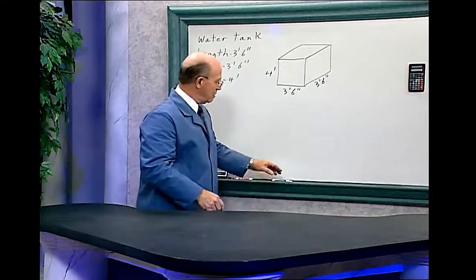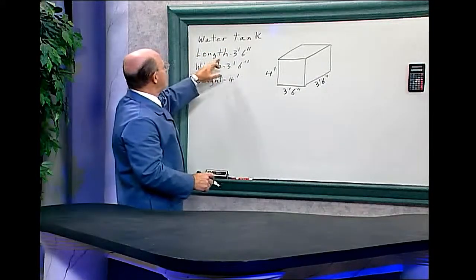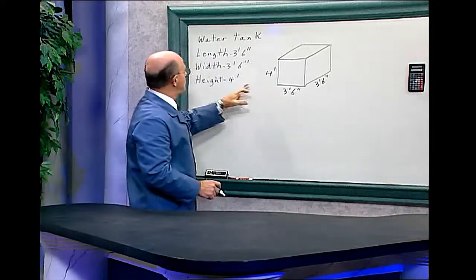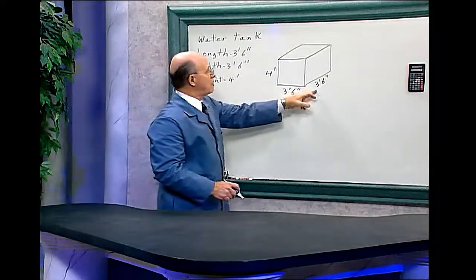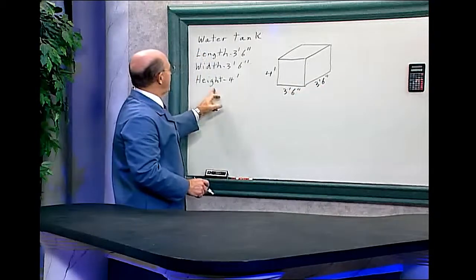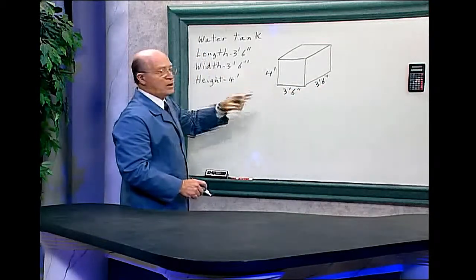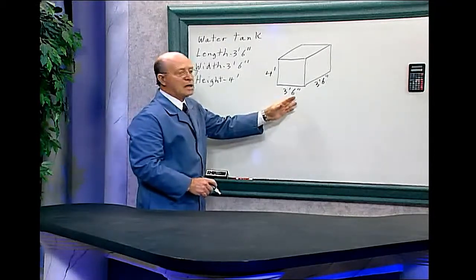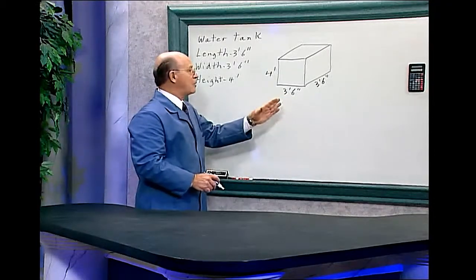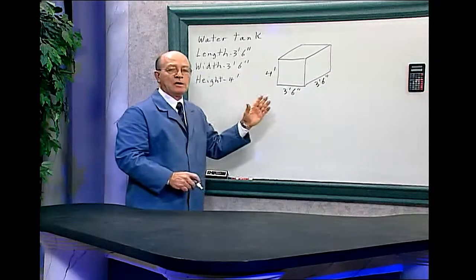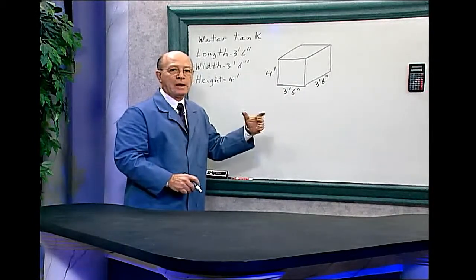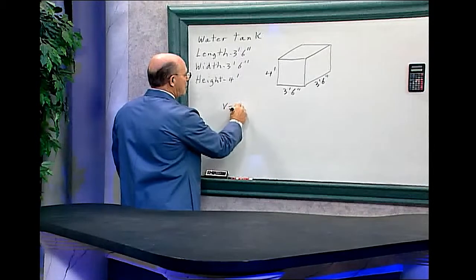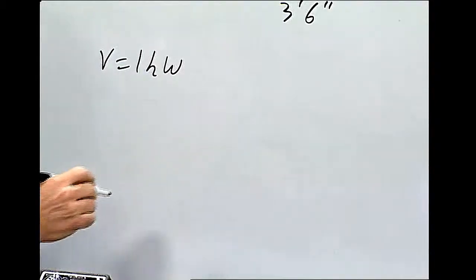Let's do the math. The length of the tank is 3 foot 6 inches. Its width is also the same, 3 foot 6 inches. And the height equals 4 feet. Now we have a problem here. We have feet and inches. We either have to convert everything to inches or everything into feet to find out the volume of this tank. Remember, volume equals length times height times width.